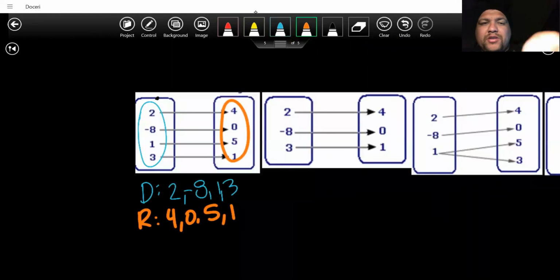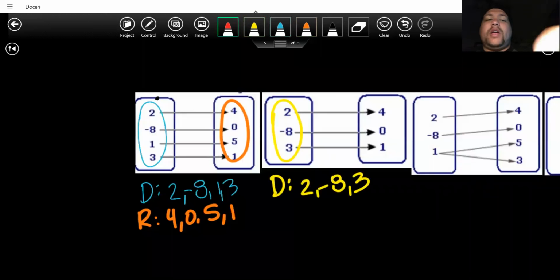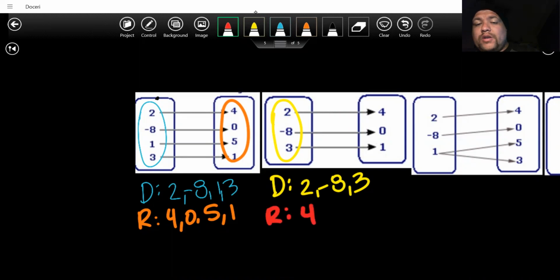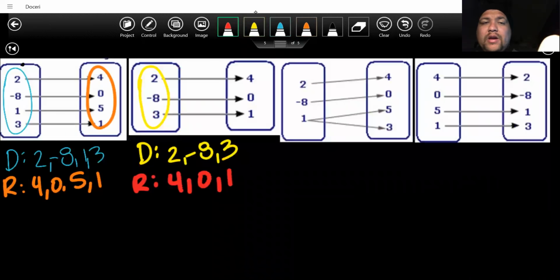This was kind of simple because you can just easily see them. The first parts right here will be our domain because the arrow is going from them to -8, 3 is our domain. Our range is our output. So our range is going to be 4, 0, 1. And I'm pretty sure you guys by this time are just really starting to see it and getting the hang of it. So I'm hoping that's what's happening.